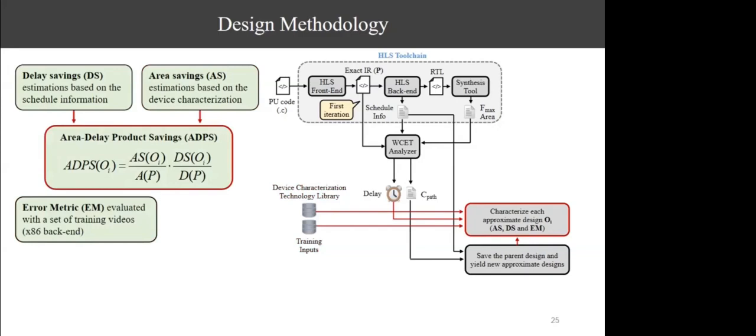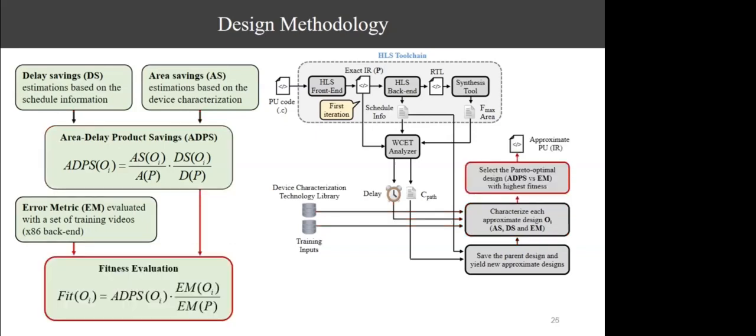To define the fitness function, first we need to define the area delay product savings, ADPS, which is the product between the relative area savings and the relative delay savings. That is, the area and delay savings relative to the parent's area and delay, respectively. Finally, the fitness function is defined as the product between the area delay product savings and the relative error measure.